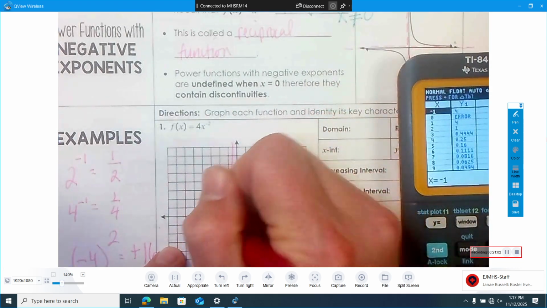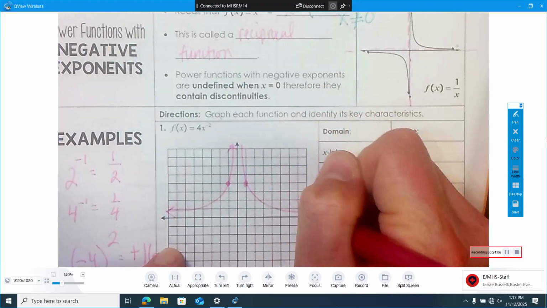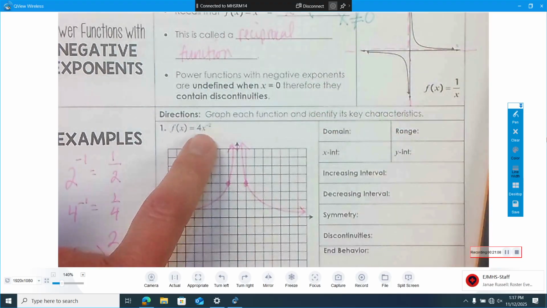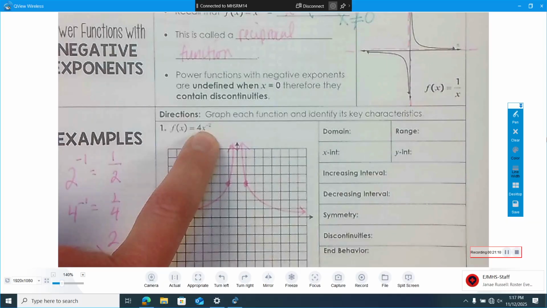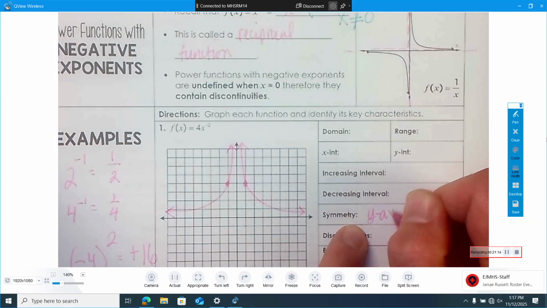And so it's just sort of like a volcano. That is a great description. Again, it has symmetry because of the even power. So there is definitely symmetry with respect to the y-axis.